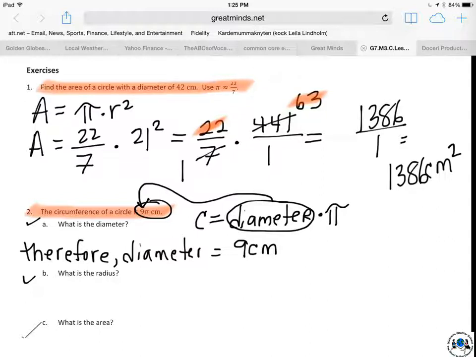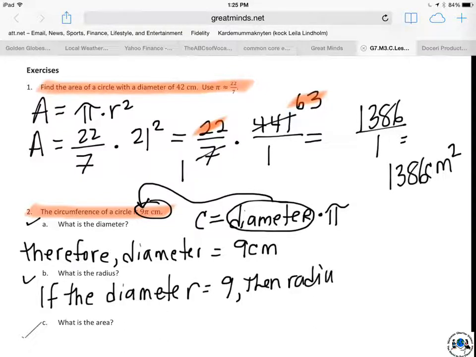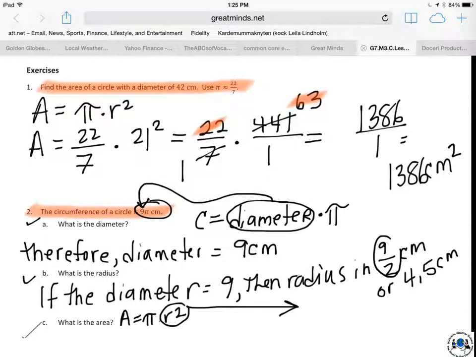Now we're going to say, what is the radius? If the diameter equals 9, then the radius, of course, is half of that, which is 9 over 2 centimeters, or 4.5 centimeters. The initial one could be preferred as 9 over 2 centimeters. And lastly, what is the area? Well, we know area equals pi times r squared. Let's talk about that r squared. We have the r, which is 9 over 2.